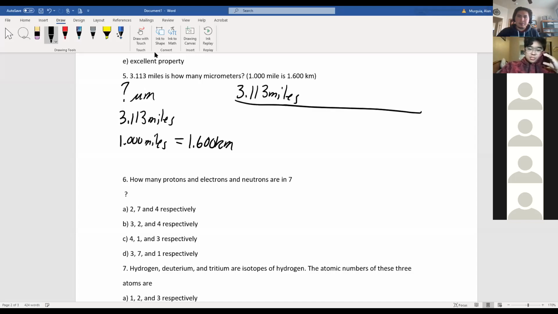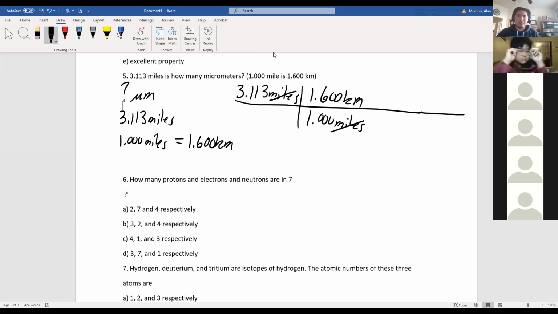So what number do I put at the top and what number do I put at the bottom in order to cancel out miles and be left with kilometers? You put miles in the bottom. So let's put the 1.000 miles, and since it's equal to each other, like a ratio, we have to put our kilometers at top. So our miles will cancel out and we're left with kilometers. Now, the problem's not asking for kilometers, it's asking for micrometers.